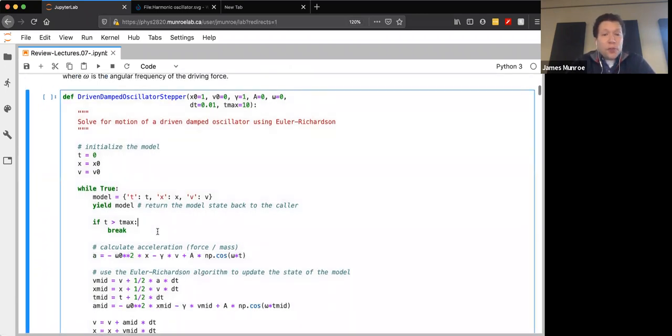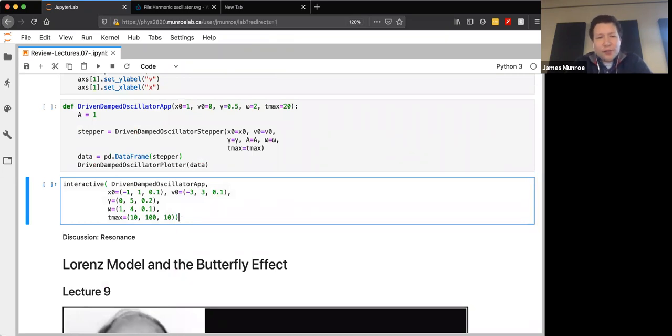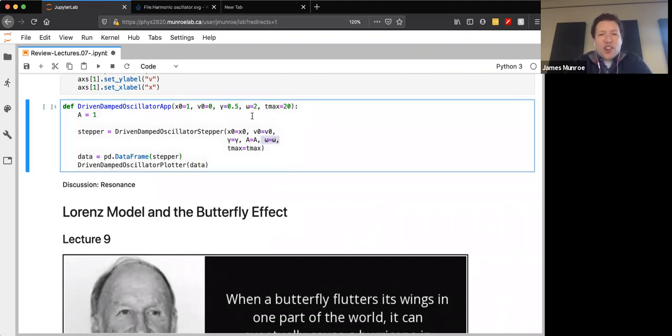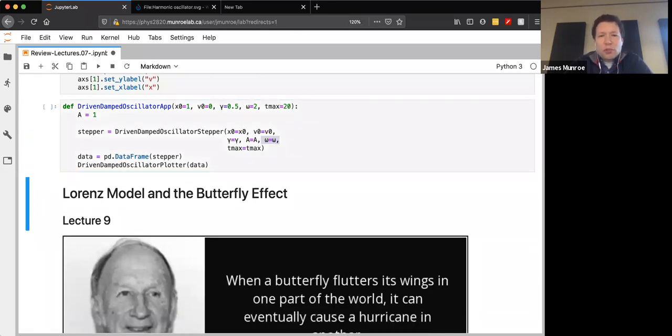Okay, what do we got? So those are the basic structure of those three things. And then we did some stuff with interactives. We talked a little bit about resonance. Resonance is the idea that when you've got some similarity between the forcing frequency and the natural frequency, interesting things can happen. I don't think I'm going to do anything on resonance on your final exam.